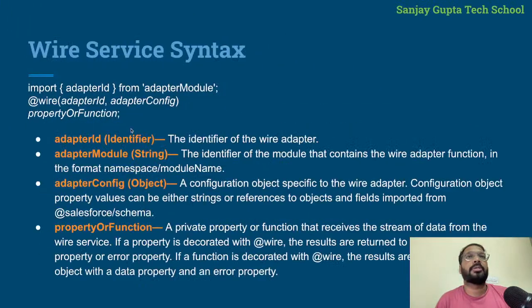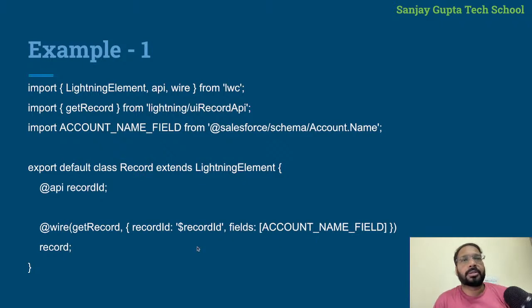If I take you back, it is basically the adapter module ID and fields. We are using the getRecord adapter ID, which means we are trying to get a particular record. For the record we want to get, we need to pass its ID, and the fields you want to fetch also need to be passed from here. Okay, and here we have the recordId property which is decorated with @api. So this is basically a public property.